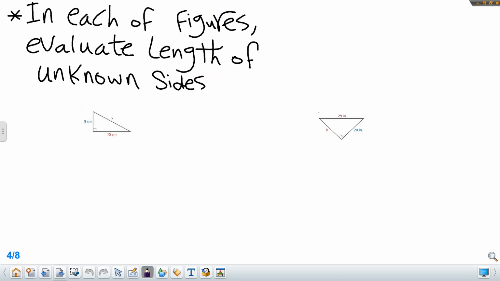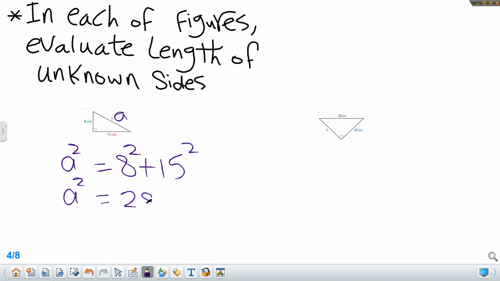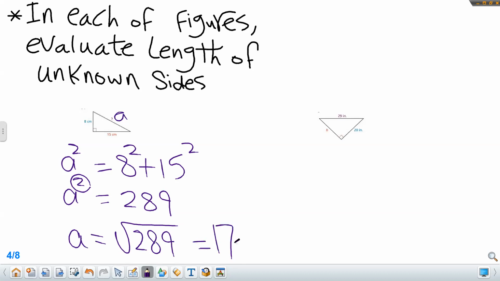Okay, some exercises on it. In each of the figures, evaluate the length of the unknown sides. For example, we will solve the first one. What's required here? Yes, the hypotenuse. You can name it A. How to find A? Yes, apply the Pythagorean theorem. Then you can say hypotenuse power 2, A power 2, equals 8 power 2 plus 15 power 2. Then A power 2 equals, adding them together, 289. Now, how to cancel power 2 to find A? Yes, good, square root of 289. It will be 17.